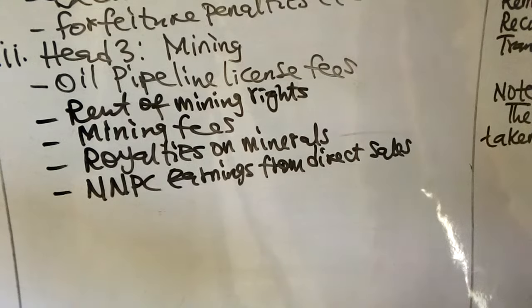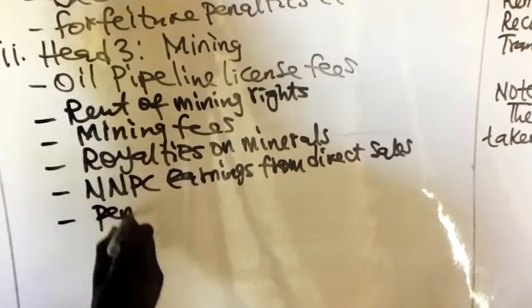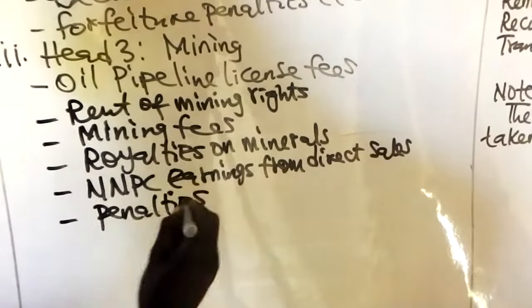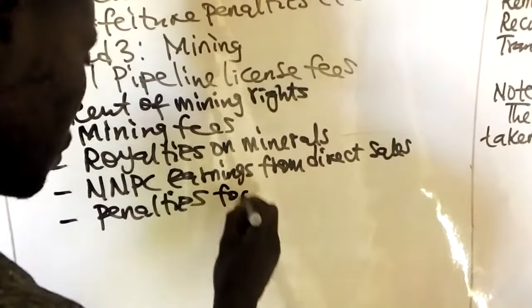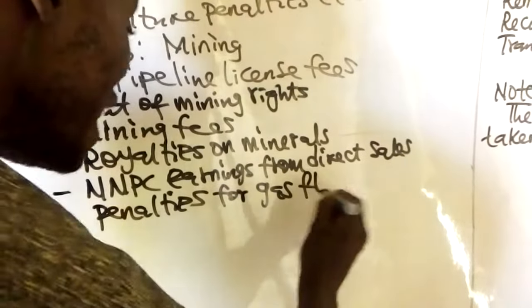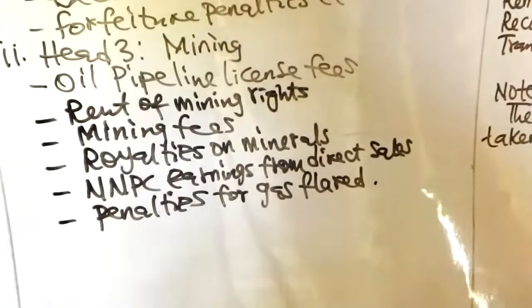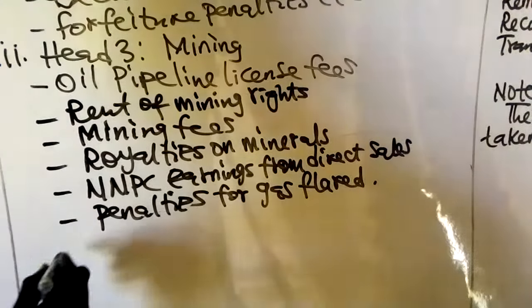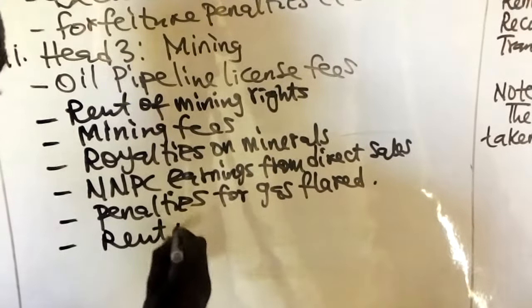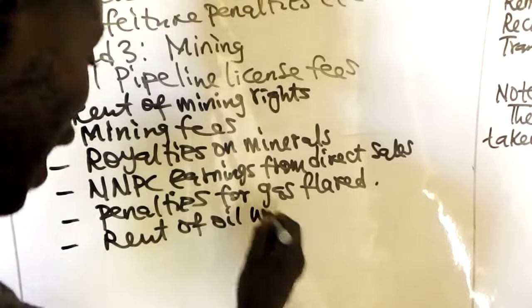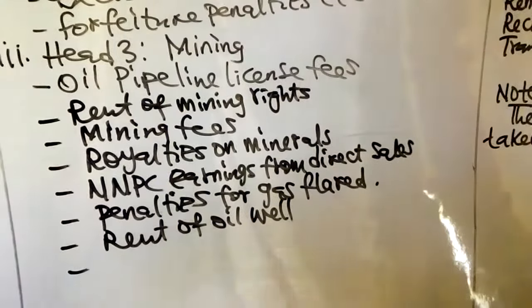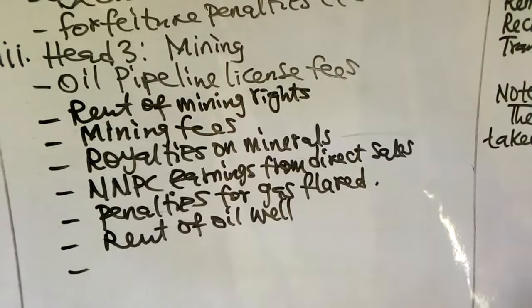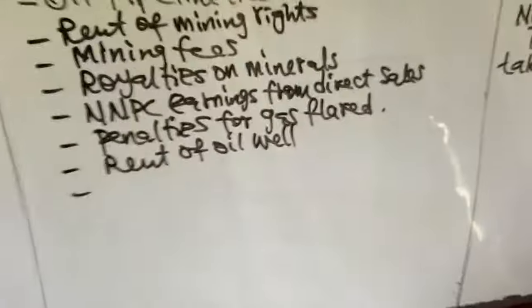Number six, we have penalties for gas flared. Then number seven, rent of oil well. All income connected with oil, I said, will go into the Federation account.